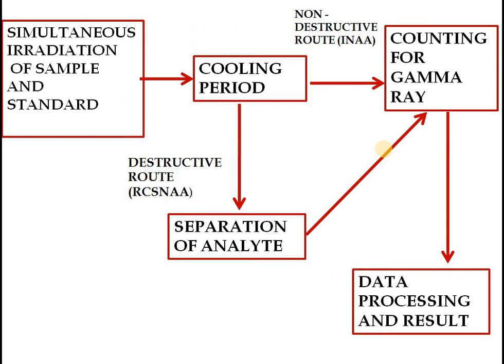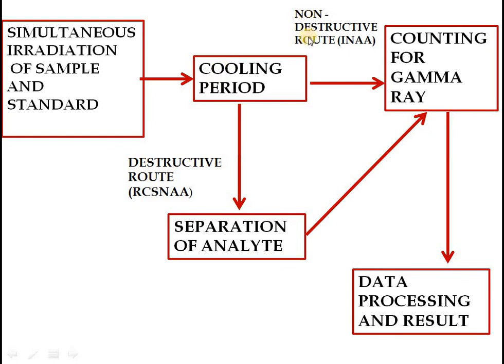Okay. So you can schematically show these two methods. First, what is done? Simultaneous radiation of sample and standard. You are simultaneously radiating, and if it is a long-lived process, you can keep it for a while. It's called the cooling period. Okay, the sample is allowed to undergo sufficient excitation, then emission. And if it is a non-destructive method, you can directly take it for counting of gamma ray, and the gamma ray emission is analyzed using your data processing units.